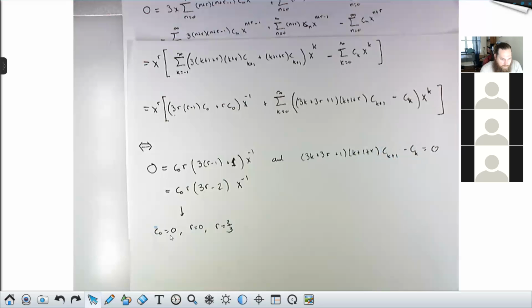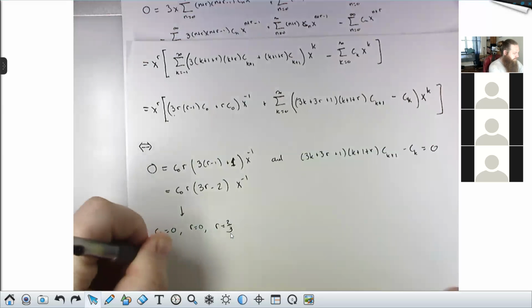If C naught were 0, because this is an order 1 recurrence relation, then that would say this thing is equal to 0, which would imply that C2 is 0. So all the other C's would be 0. This gives what's called the trivial solution to the differential equation. And then either of these will give a distinct linearly independent solution to the differential equation.